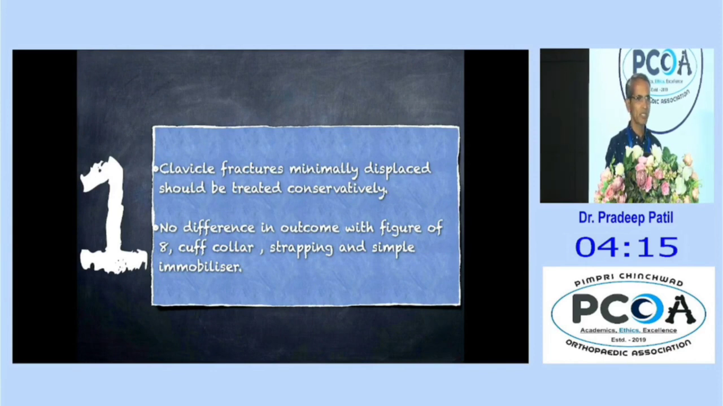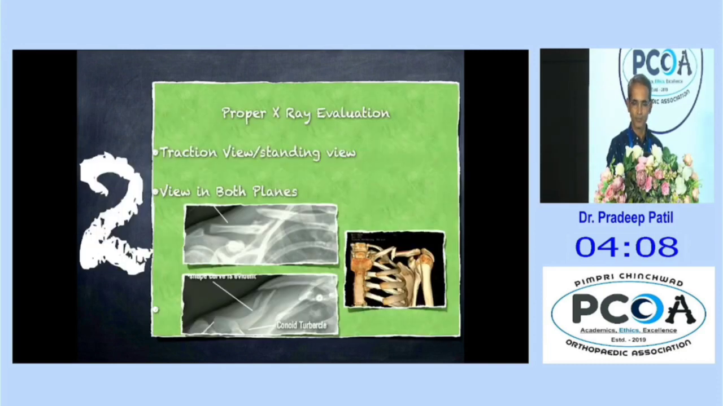In conservative treatment, there is no difference in outcome whether you treat with a figure of eight, cuff and collar, or simple strapping. The long-term results are the same. While taking X-rays, there is a tendency to diagnose the clavicle fracture on the chest X-ray, a plain X-ray, and decide the plan. Before planning any surgery, you should have at least two X-rays perpendicular to each other, and in one X-ray your clavicle should look straight like this, and in another it should look like this, so that you don't miss any comminuted fragment, which will help you at the time of surgery.